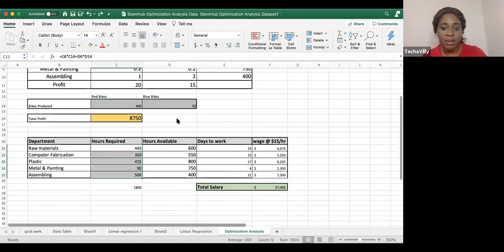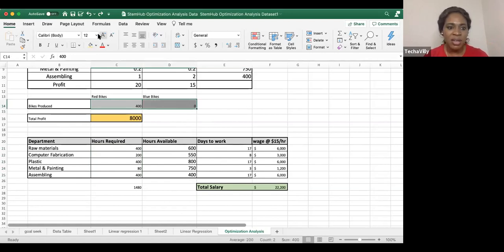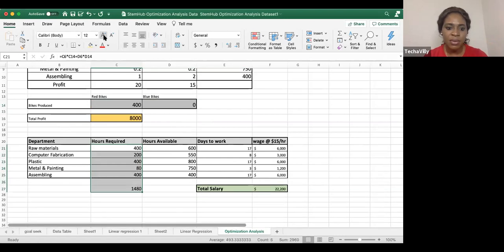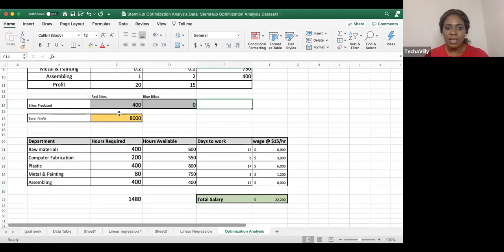Sorry, I'm just taking it back. So to maximize their profit, they will produce 400 red bikes. So the red bike is where the money is. I just added this. If I increase the font here, and this one too, the company can now say, okay, this is where we can make our profit.